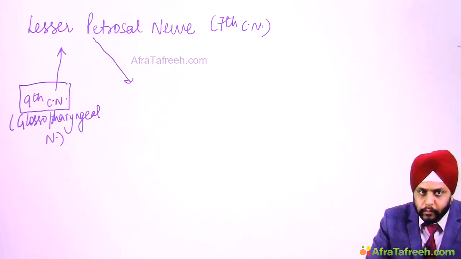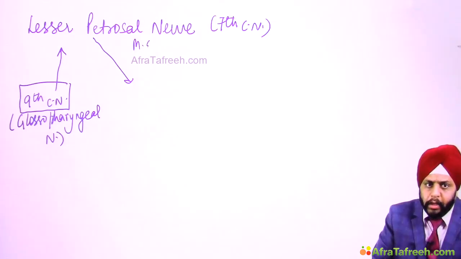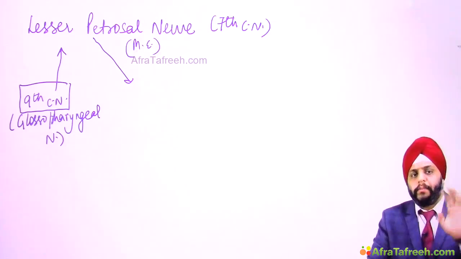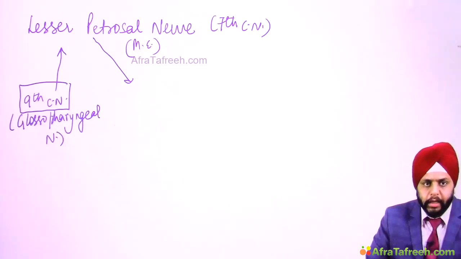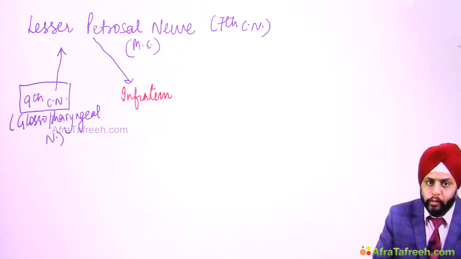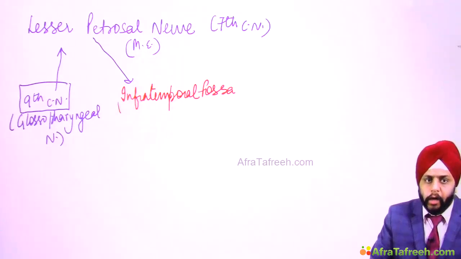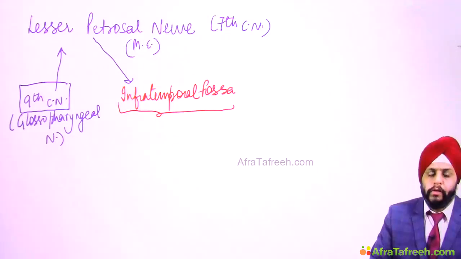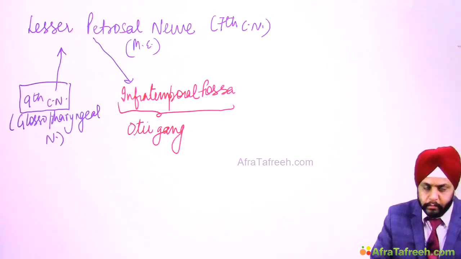Now this lesser petrosal nerve is born in the middle ear, but it also leaves the middle ear and goes to the infratemporal fossa. Now in the infratemporal fossa, it goes into a ganglion that is known as the otic ganglion.